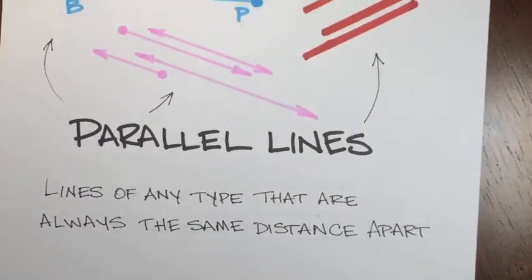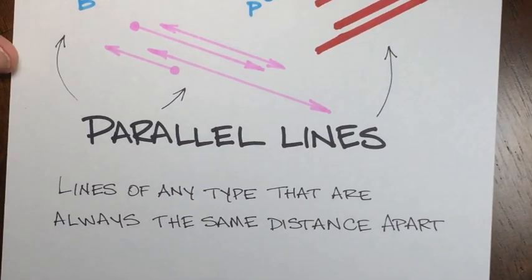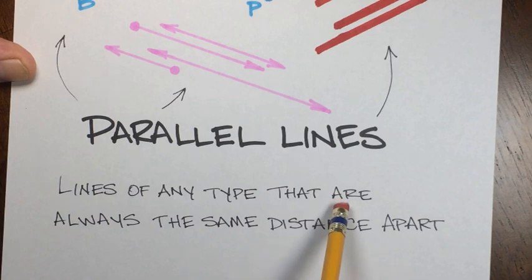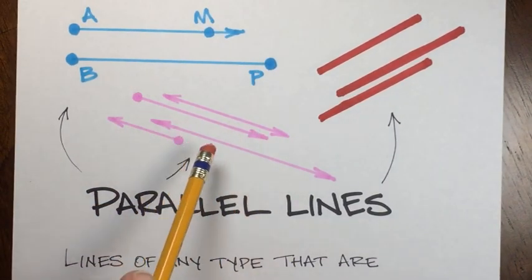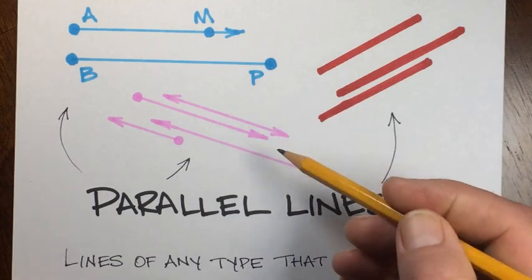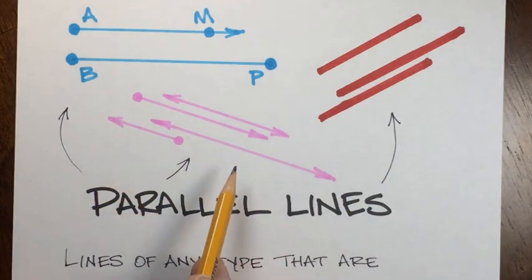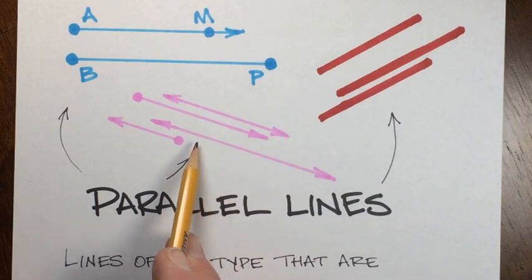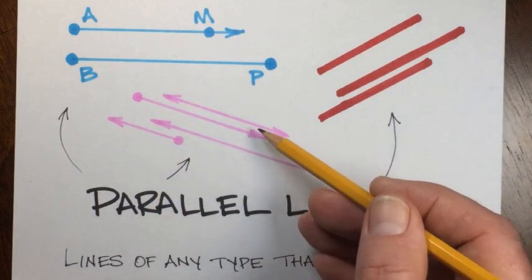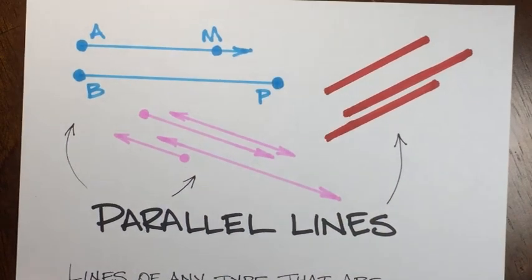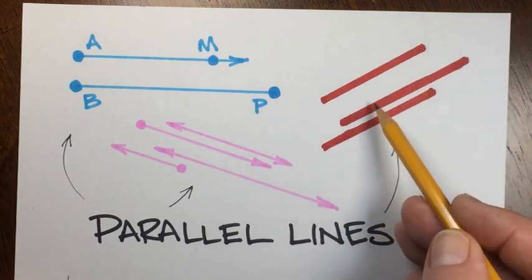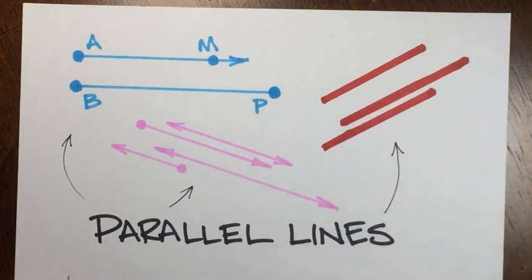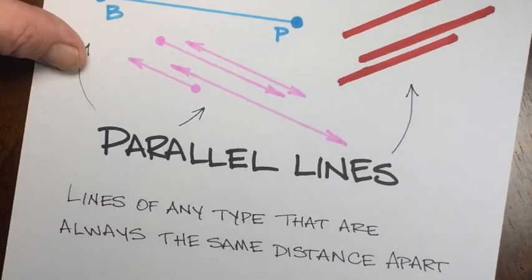After that you have parallel lines, and parallel lines are lines that will never get any farther or closer to each other. And you can see parallel lines here. We have a line here, a ray, another line, and a ray, and these are all parallel to each other. They'll never get any closer or farther apart from each other. You can see they may be different distances, but they're always the same distance apart. So these are parallel lines.